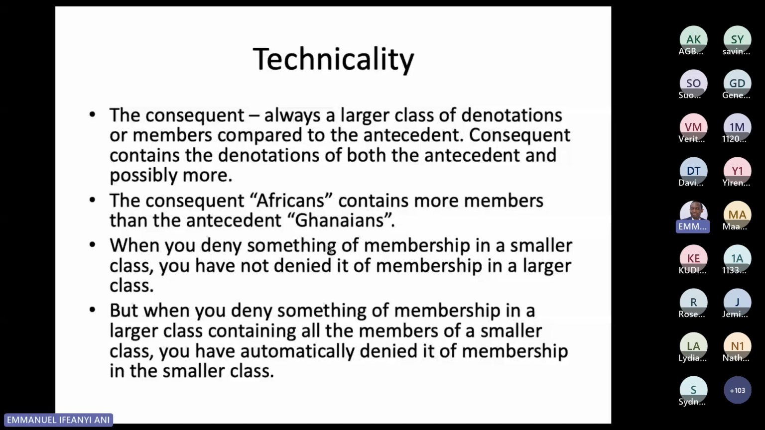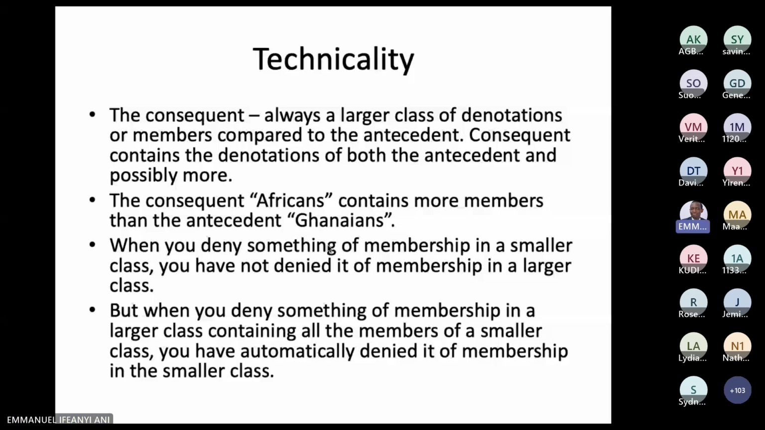If you say something is not in the class of Ghanaians, and because of that you conclude that it's not in the class of Africans, it is not a purely logical move. It's not a self-assured move, because there are other parts of Africa apart from the Ghanaian class. So if you say something is not in the Ghanaian class, as a way of saying it's not in an African class, it may turn out that it is in another part of Africa.